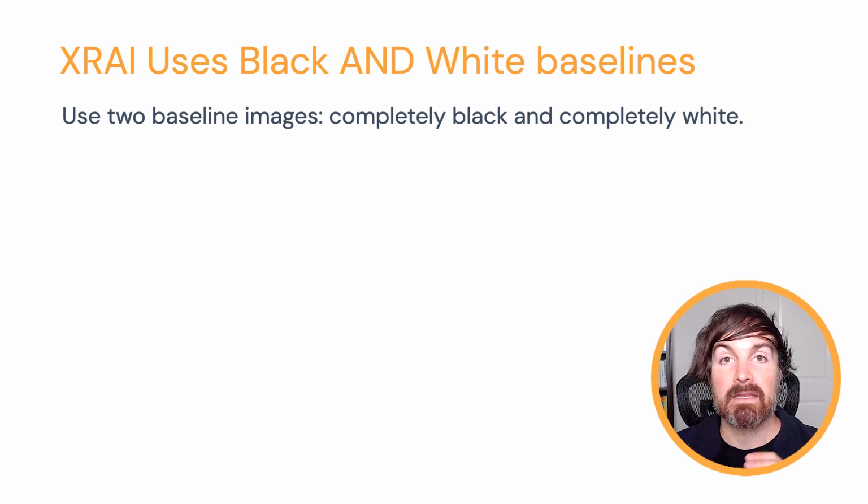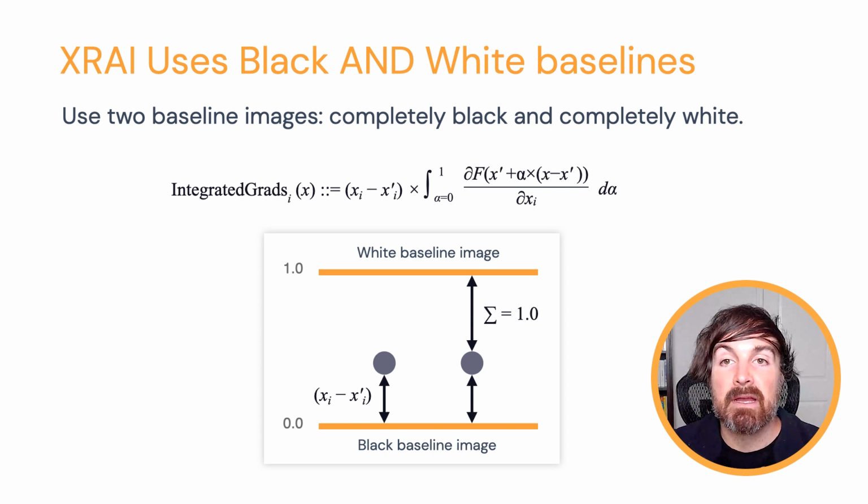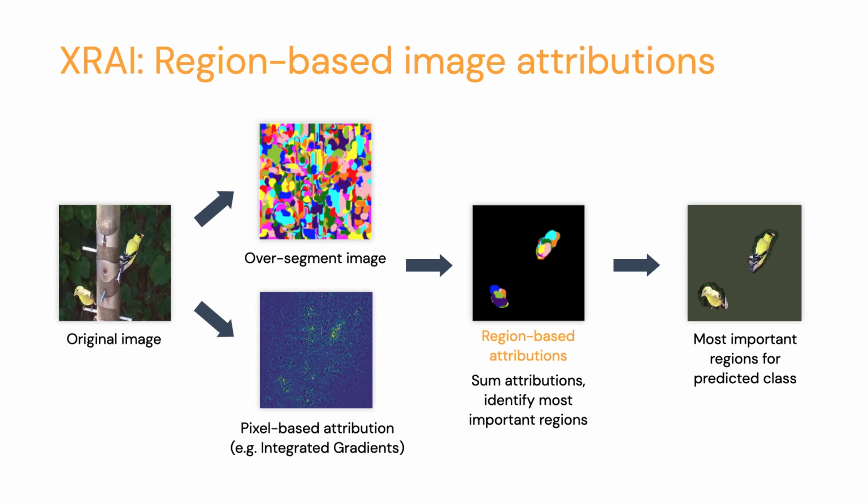The intuition behind XRAI is it overcomes the baseline selection problem by using a black and a white baseline image to compute IG attributions, so pixel attributions aren't biased towards a single arbitrarily selected baseline. It uses these scores to then identify a group of pixels on the original image. Implementing XRAI can be broken down into 4 steps, as shown above on the image of 2 goldfinches.